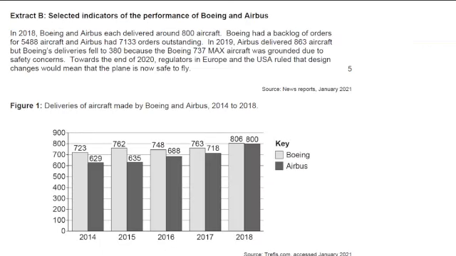Right, so let's have a look at figure 1. What the most successful students did on this question was they didn't just consider figure 1, but they also considered the written information above, because this is still part of extract B. So we can see that from figure 1, we've got 2014 to 2018 data, but actually in the written part, we've got what happens after 2018, in terms of 2019.